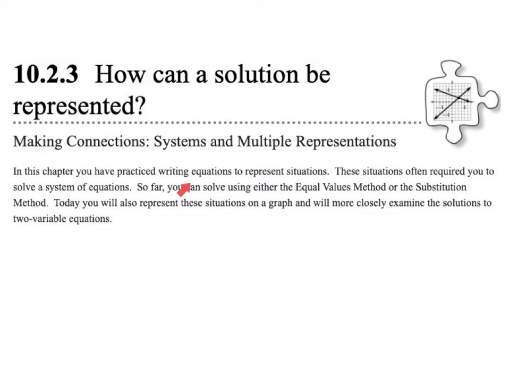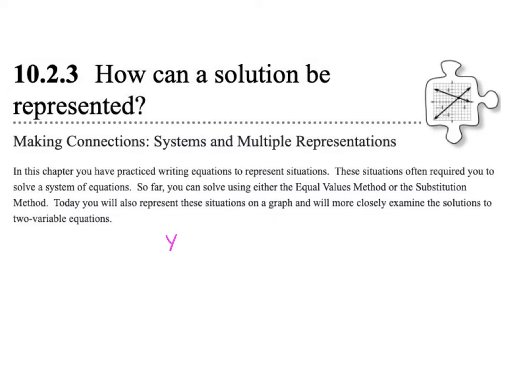In this chapter, you have practiced writing equations to represent situations. These situations often require you to solve a system of equations. So far, you can solve that using the equal values method or the substitution method. Today, you will also represent these situations on a graph and will more closely examine the solutions to two variable equations, which is pretty much what we've been used to.